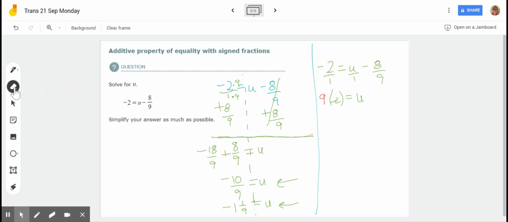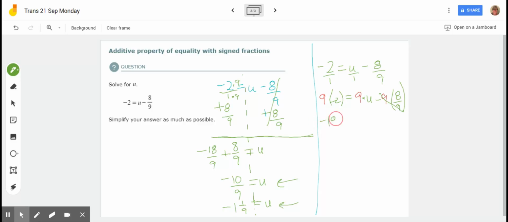Actually, you know what? I'll put it in the front right away. Okay, 9 times u minus 9 times 8/9. Okay, the reason why we did this is because look at, boom, that gets rid of the fraction and we no longer have a fraction.